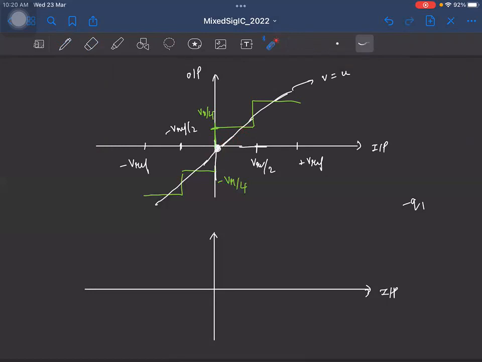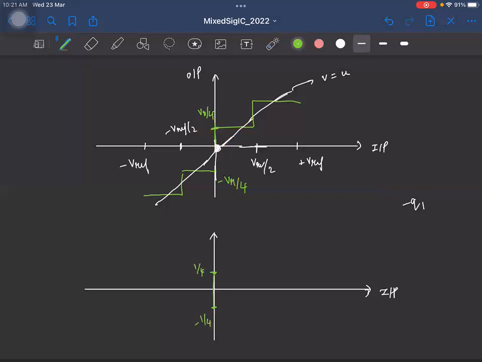So I'm essentially taking the difference between this straight line and this step curve. Obviously at this point we have a jump, so even the difference will show some sudden transition. And what will be the level of the transition? Vref by 4, right? Because at this point, the input is 0, but the quantizer, or this curve, jumps from plus Vref by 4 to minus Vref by 4. So the difference will also jump accordingly. I'll just write this as 1/4 and minus 1/4 for simplicity.